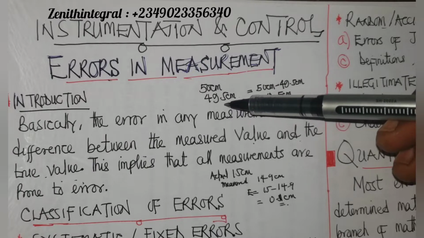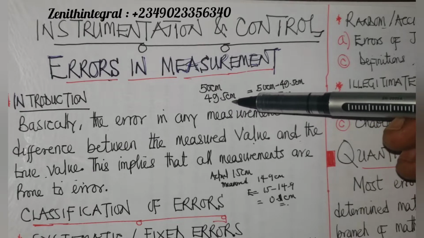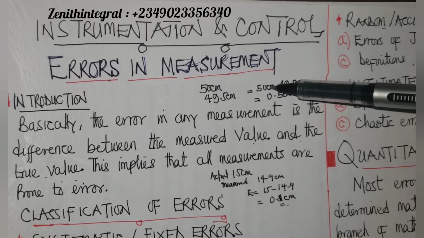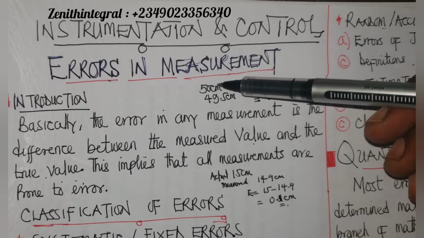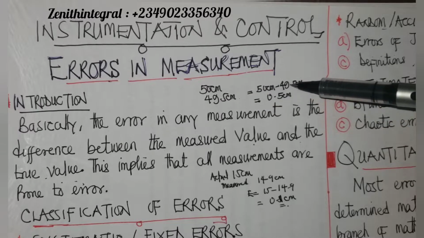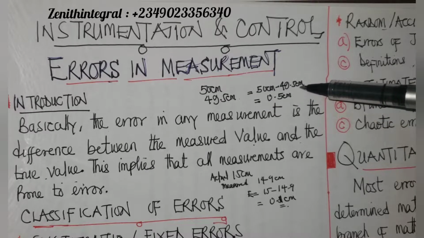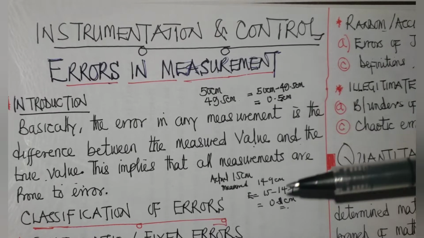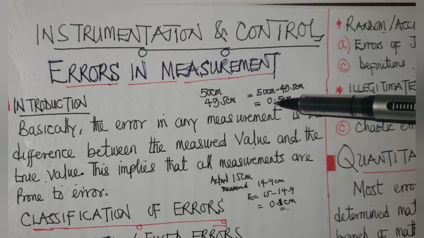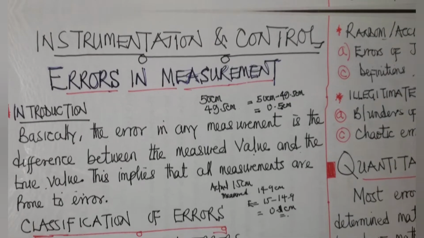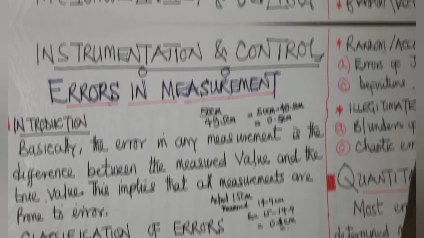Just like we have it in mathematics, let's say the length of a book is 50 centimeter and a student measures it as 49.5 centimeter. The error that occurs in the student's measurement is going to be the actual length of the book minus the measured length of the book, that is 50 centimeter minus 49.5 centimeter, and that is going to give me 0.5 centimeter. So this is the error that occurs in the student's measurement, 0.5 centimeter. That is just the normal, basic and fundamental aspect of error.